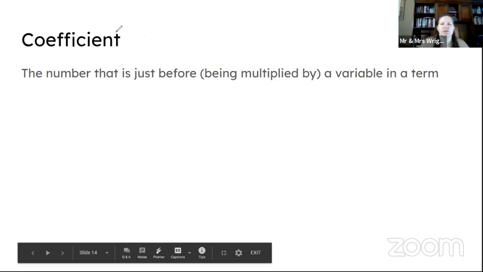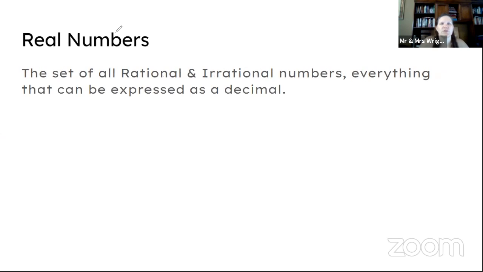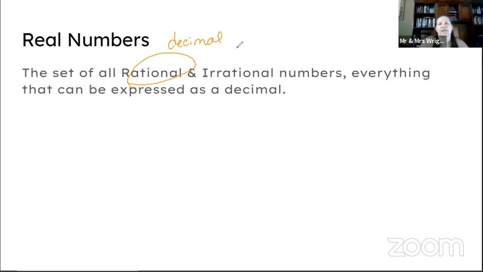Coefficient. You know what? It didn't go over rational numbers, so I just real quick want to go over what a rational number is. A rational number is any number that can be expressed as a fraction, which also means, I prefer the decimal definition of it, that it has a decimal that ends, which means terminates, or repeats.